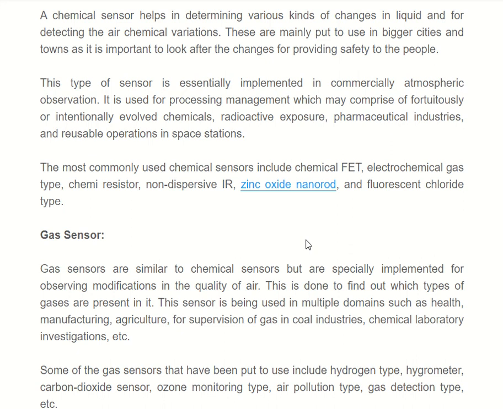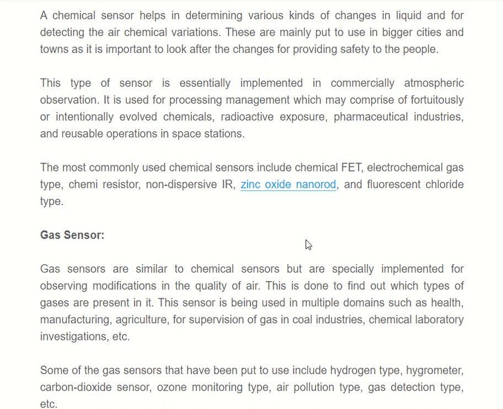But there are so many different types of these chemical sensors. So which are the most frequently used chemical sensors? They are chemical FET, chemical field effect transistors, the electromagnetic gas type, the chemical resistors, non dispersive infrared, we have the zinc oxide nanorod, you have fluorescent chloride types. All these chemical sensors are used very commonly.